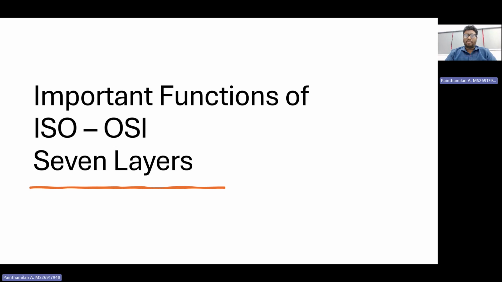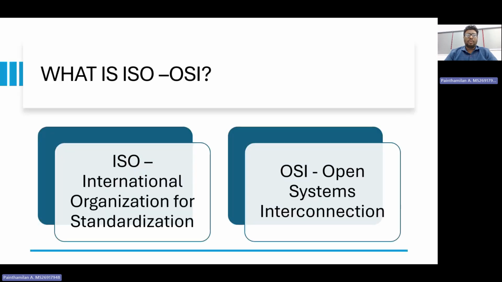So first, I am going to explain the important functions of the ISO OSI 7 layers. Basically, what do ISO and OSI mean? ISO means International Organization for Standardization. It's an organization located in Switzerland. They standardize rules for models and tech-related things.